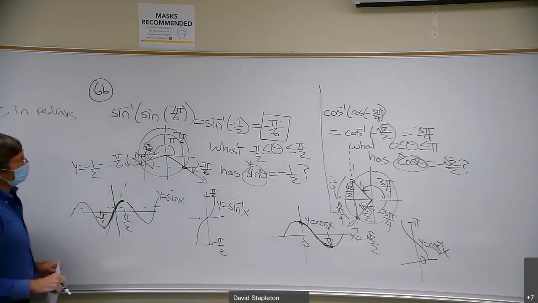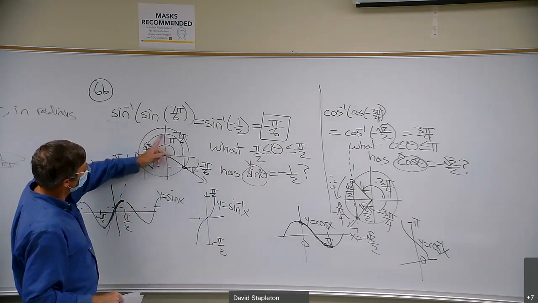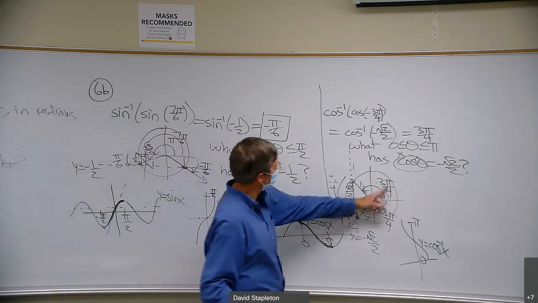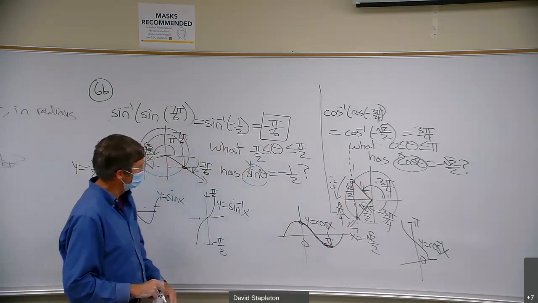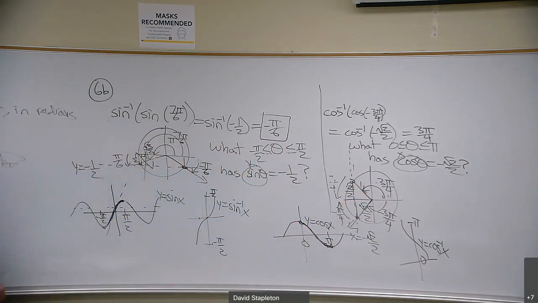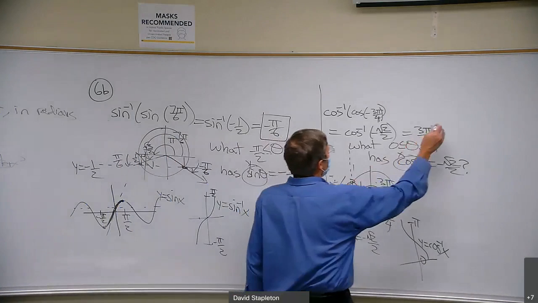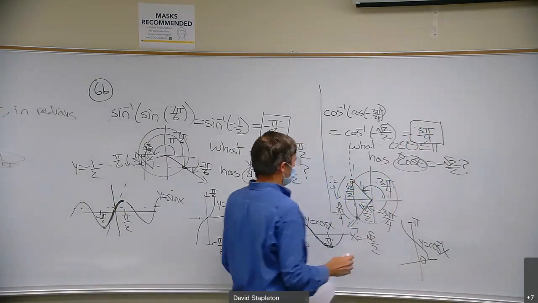So inverse tangent and inverse sine use the first and fourth quadrants. Inverse cosine uses the first and second quadrants, just because of the piece of the function that we flipped to get the inverse. All right, so that's that kind of problem.